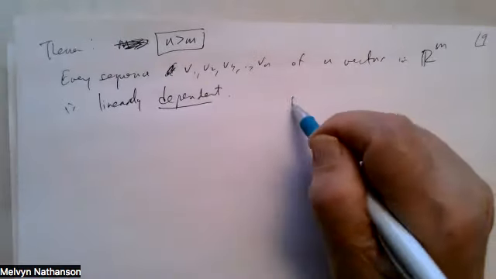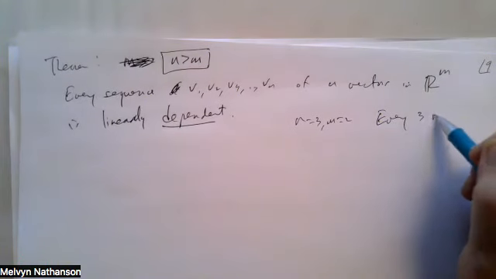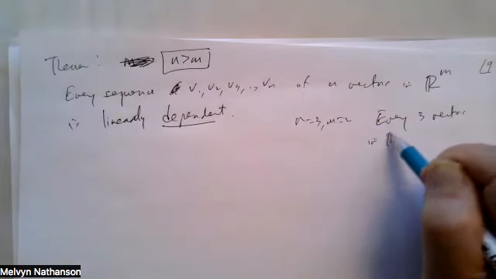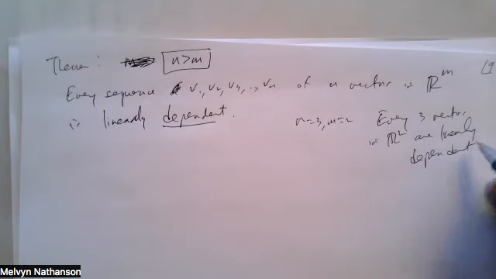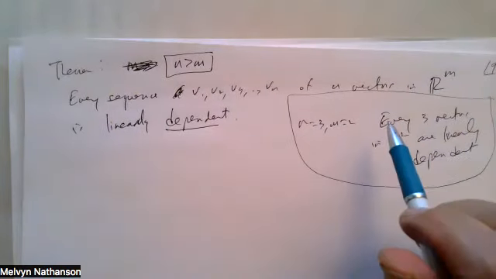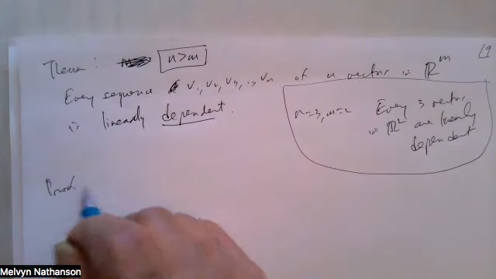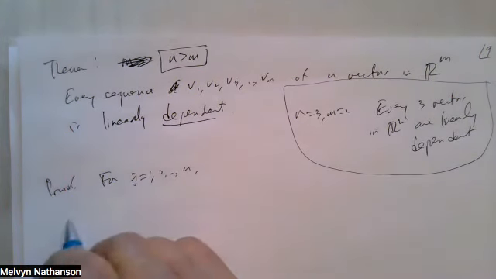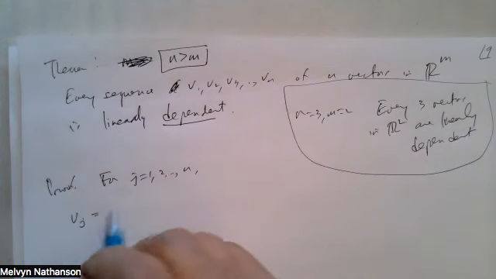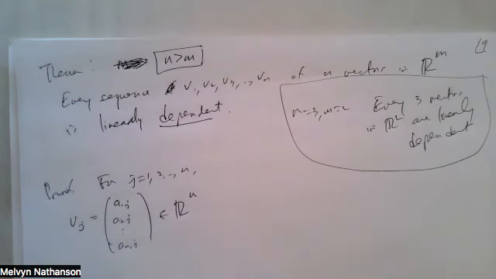So for example, if I take n equal 3 and m equal 2, this says that every 3 vectors in R2 must be linearly dependent. And how do we prove this? Proof. So for each of these vectors, for j going from 1 up to n, we have the vector vj, and this is some vector in Rm. So let me write this as a1j, a2j, down to amj. That's a vector in Rm. They're m coordinates.